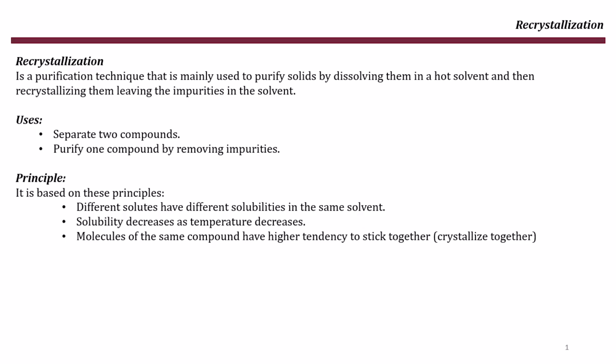The principle of recrystallization is based on 3 important points. The first point is that different solutes have different solubilities in the same solvent. The second point is that solubility decreases as temperature decreases, so when the solution cools, crystals will form. The third point is that molecules of the same compound have a higher tendency to stick together and crystallize together, which excludes the impurity molecules.